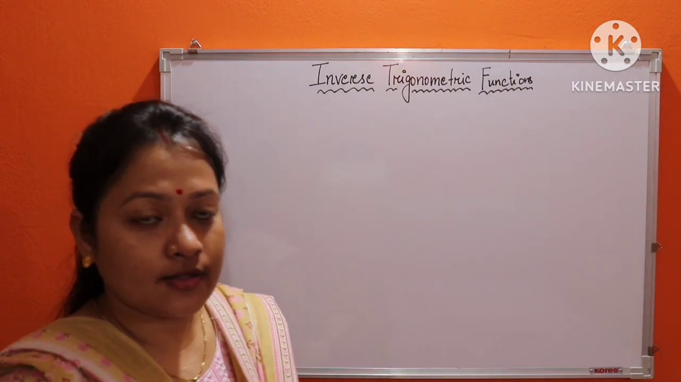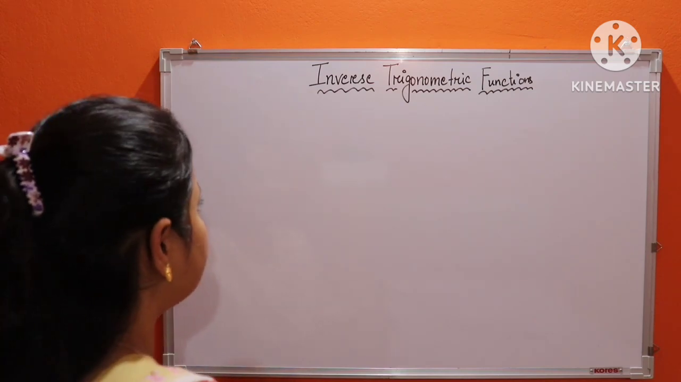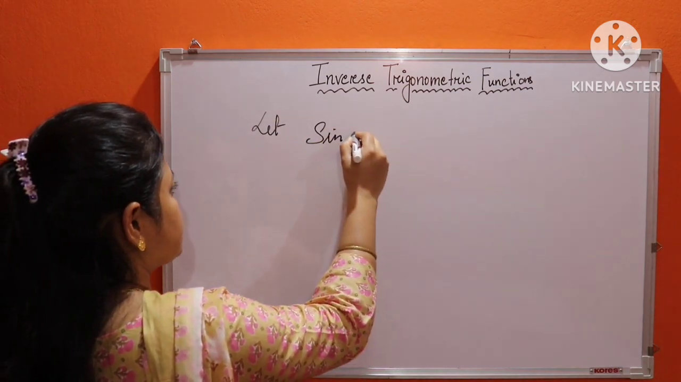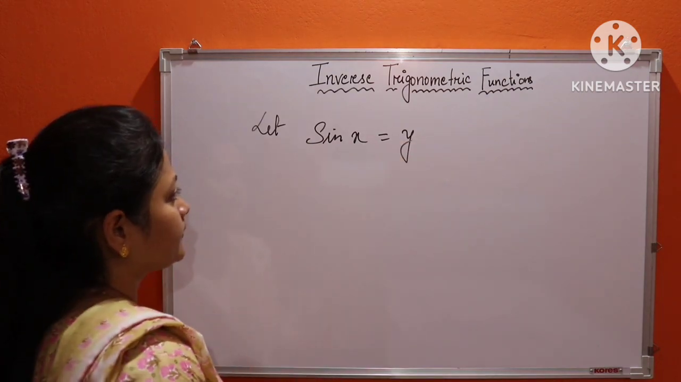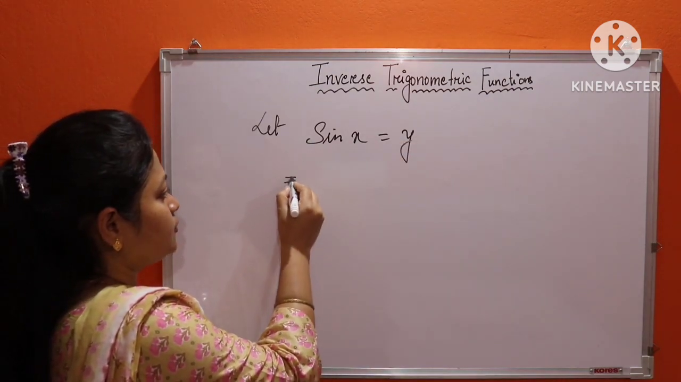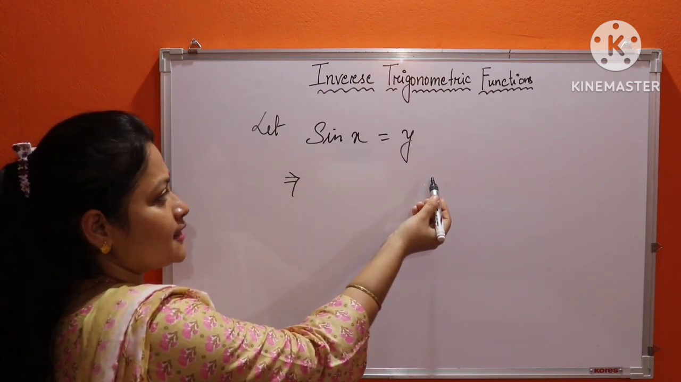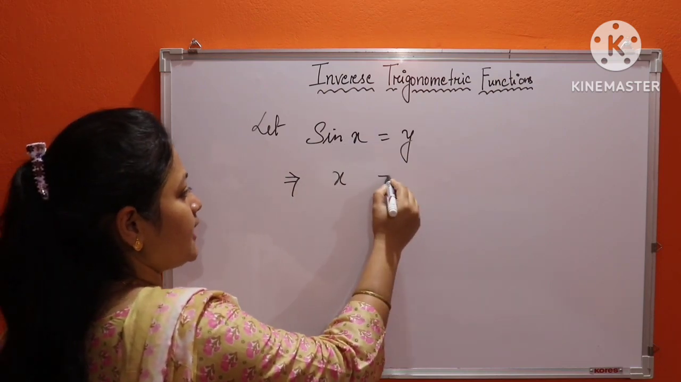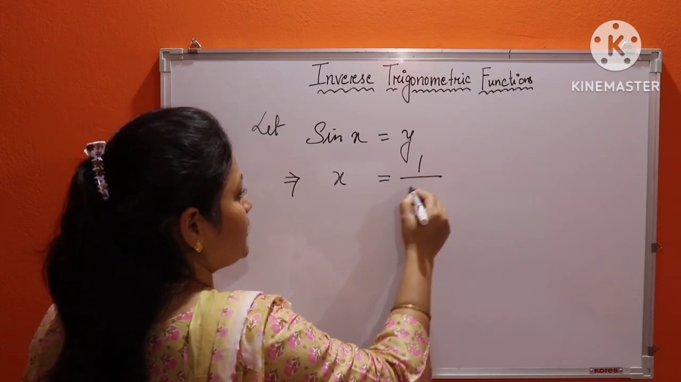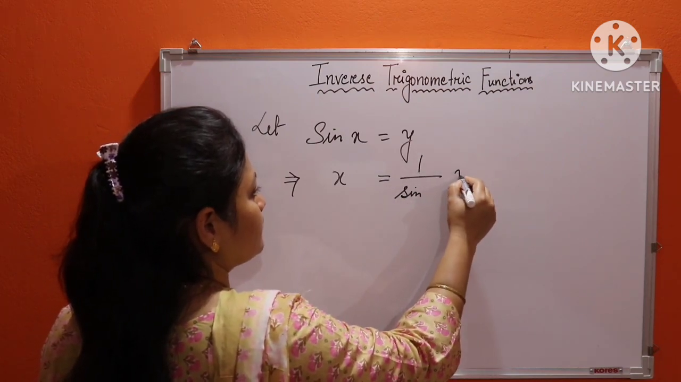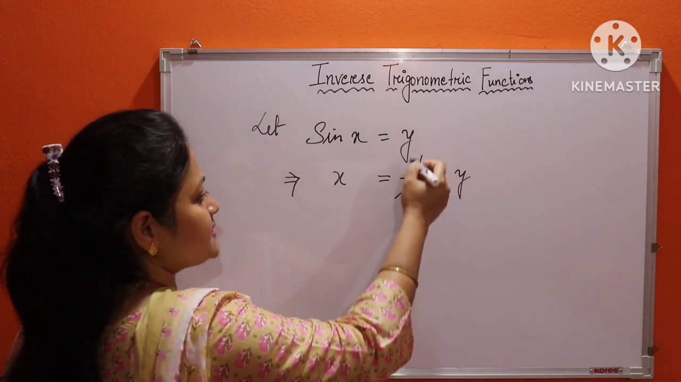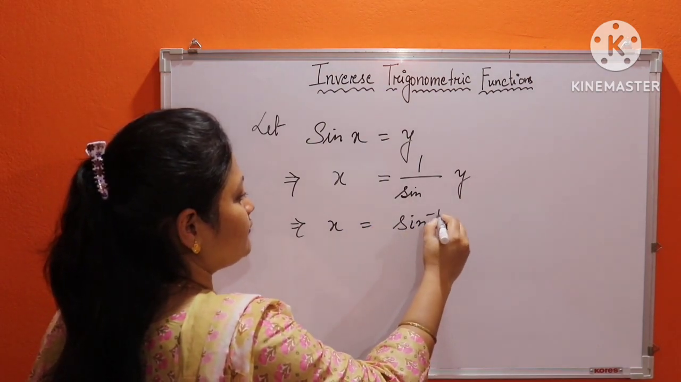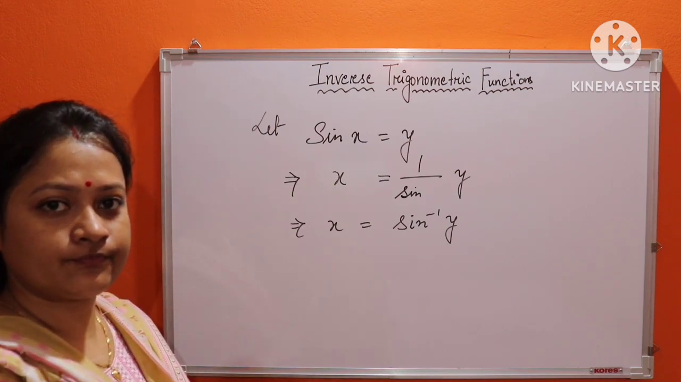Let me take some examples to show the inverse trigonometric function. Suppose sin x is equal to y. To find the value of x, what can we do? We will take this sin to the other side. If I bring sin to this side, it will be 1 by sin y, which I can write as sin inverse y. Isn't it?